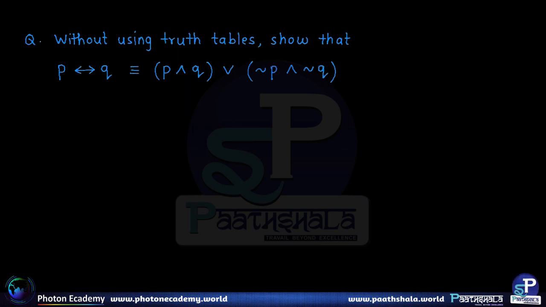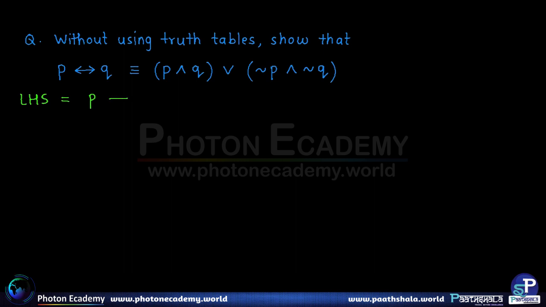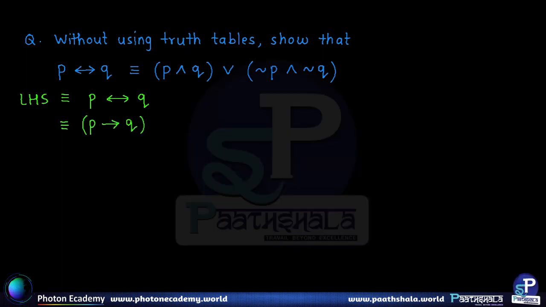So rather than that, the other more compact way is to use the different laws that we studied earlier. So let us do that. Let us start off with LHS. Now LHS is given to be a double implication, that is P double implies Q. Now that is equivalent to, we know that is P implies Q and Q implies P, isn't it?